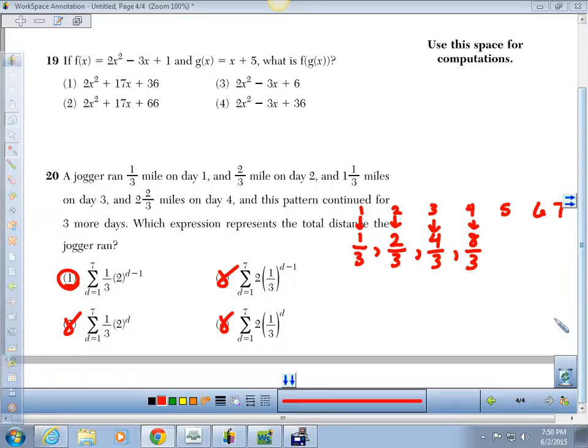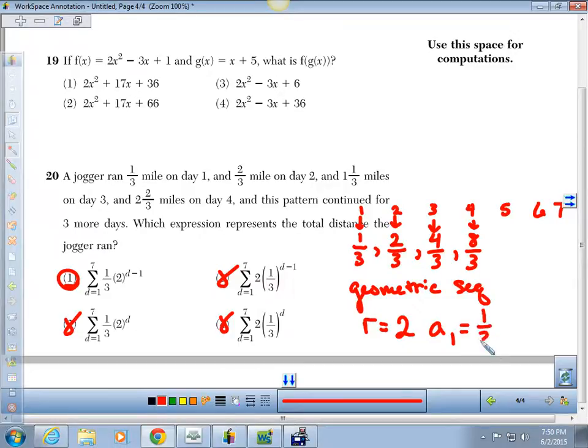I need to recognize that this is what kind of a sequence? Are we adding and subtracting to get from term to term, or are we multiplying? We're multiplying. This is a geometric sequence. And this geometric sequence has a common ratio equal to what? What am I multiplying by to get from one to the next? I'm multiplying by 2. 1 times 2 is 2. 2 times 2 is 4. 4 times 2 is 8. My common ratio is 2. And what is my first term? 1/3 is my first term.